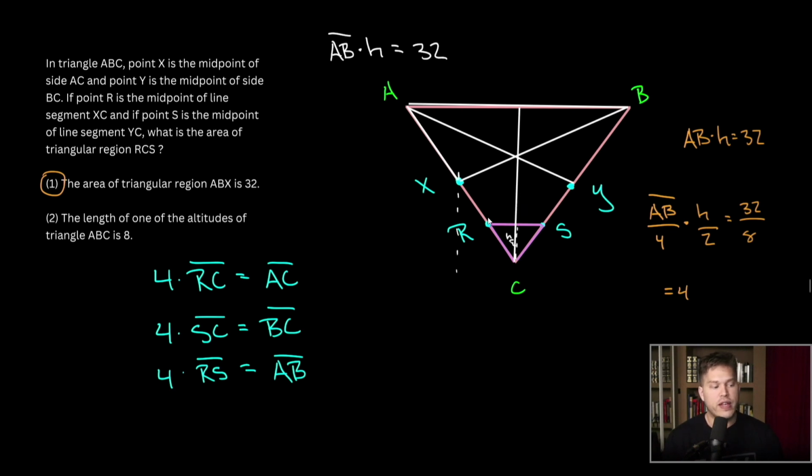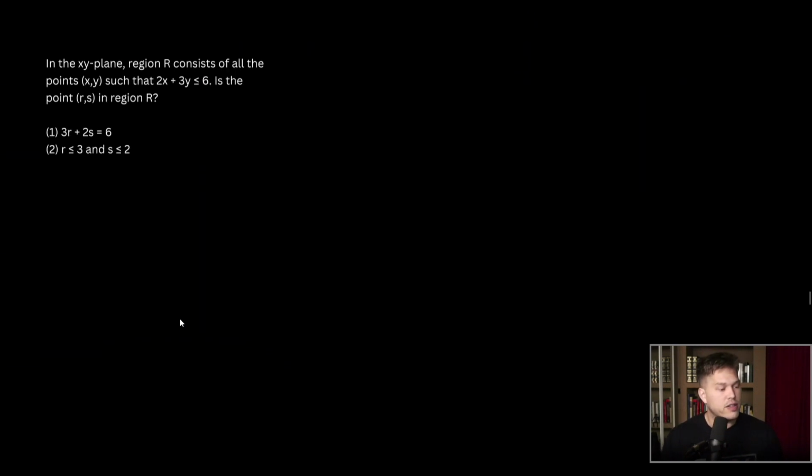So we don't really have enough information here to determine the area just from the given altitude. We don't have any side lengths given other than that. So we don't have enough information for statement 2. Therefore, our answer is going to be answer choice A. Statement 1 alone is sufficient.